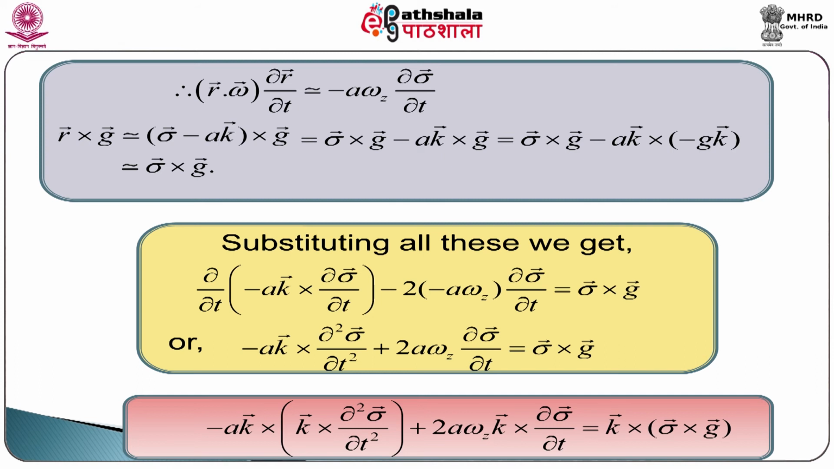Now, let us approximate r vector cross g vector. R vector is replaced approximately by sigma vector minus a into k vector. G vector is written as it is. This gives sigma cross g vector minus a k cross g vector. G vector can be written as minus g into k vector. Please note that we are considering z direction vertically upwards, whereas acceleration due to gravity acts downwards. So, we have negative sign here.